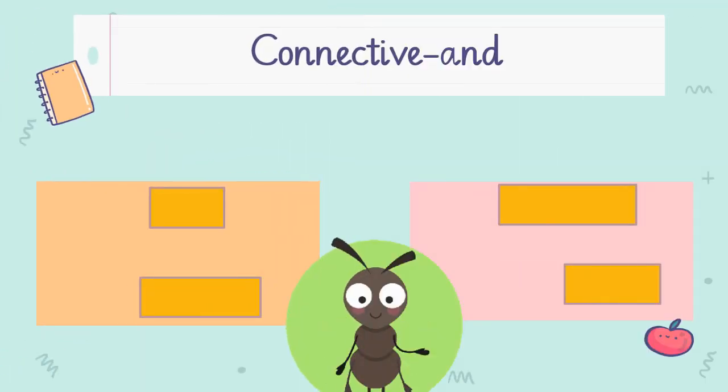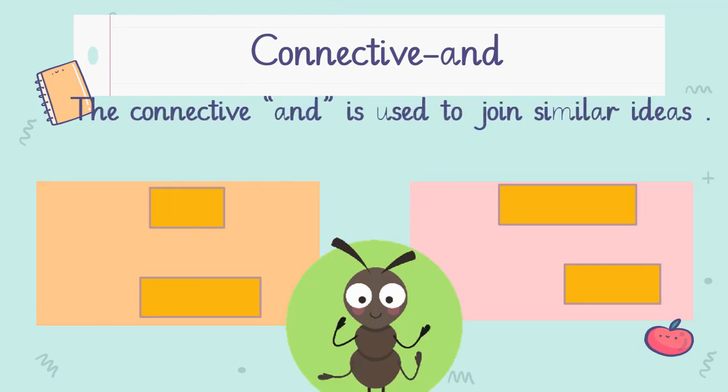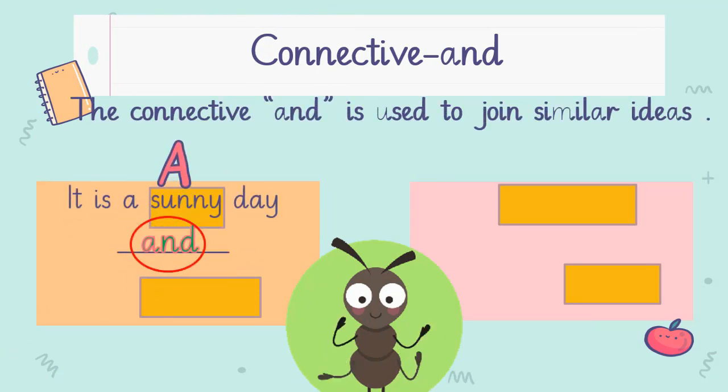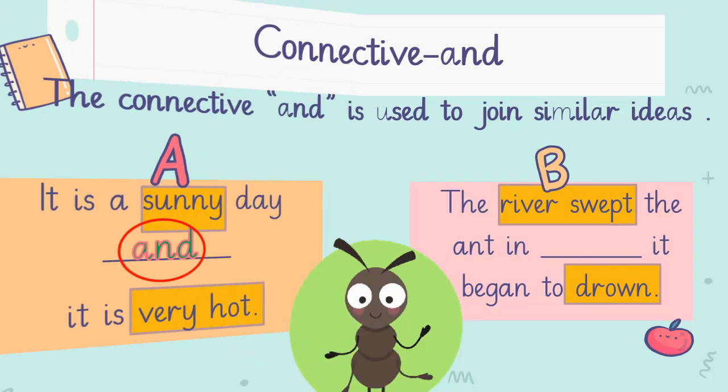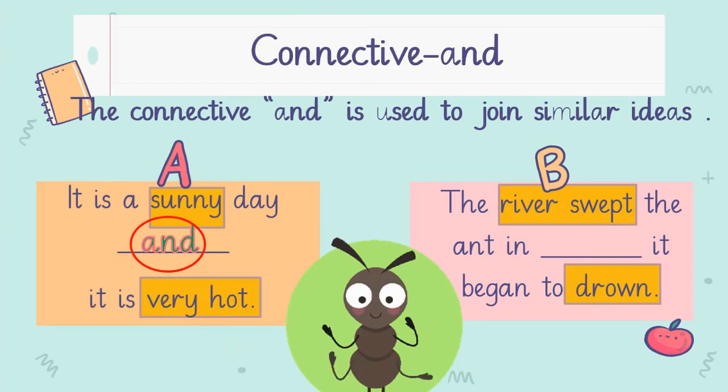The second connective is and. It is used to join similar ideas. If we look at sentence A, it is a sunny day and it is very hot. We have noticed that sunny and very hot are similar ideas. Now do sentence B by yourself. Well done. So we will use the connective and to link them together. The river swept the ant in and it began to drown.